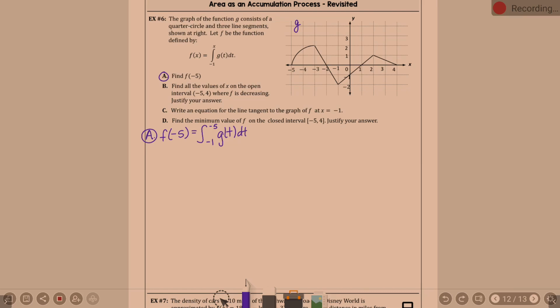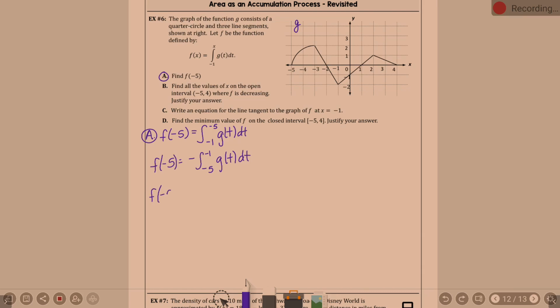Now, first thing, I think Tate already said it. We need this order to be lower limit to upper limit. So we're going to flip, which means we're going to do the negative of the integral from -5 to -1 of g of t dt. And this is what we're going to be doing for f of -5.